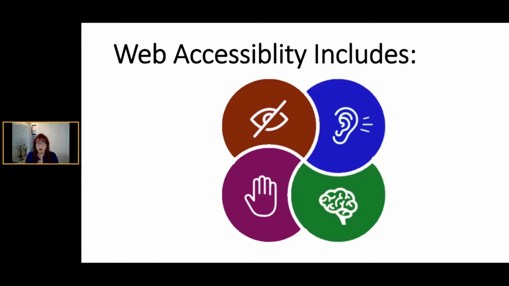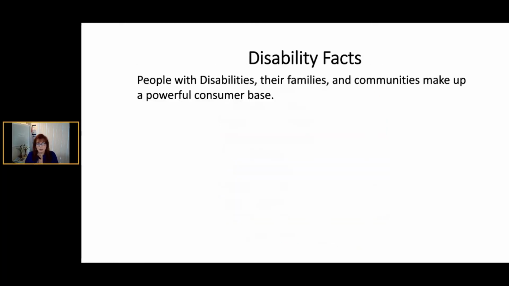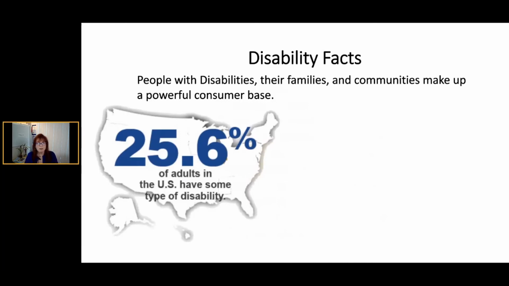But for you as a nonprofit, when you're reaching that target market, you want more donors. You don't want to leave out any potential person that you might reach. In disabilities, the people with disabilities, their families and communities make up a very powerful community base. And in the United States, 25.6% of adults have some type of disability. If your website is preventing them from access, that's a market you're missing out on.